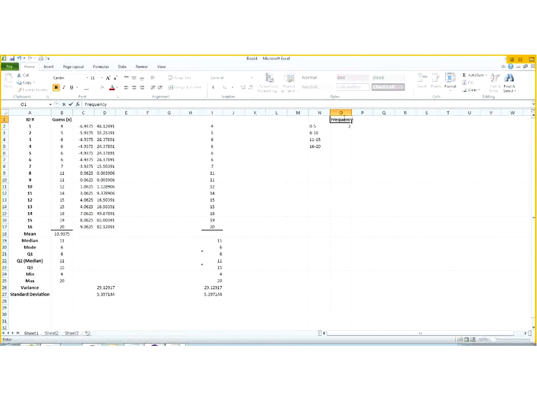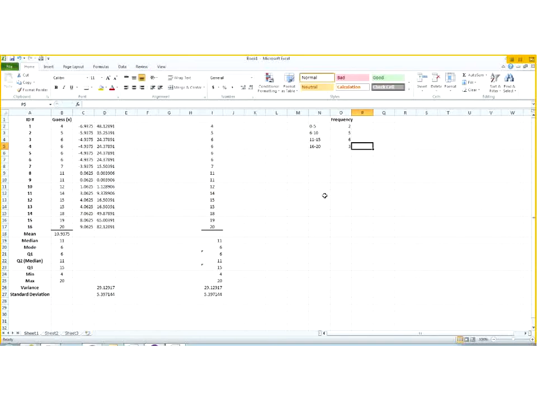in that number range. Then 6 through 10, I can see I've got 1, 2, 3, 4, 5 for counting. For 11 through 15, I'm going to go over to my guess number, and I'm just going to count 1, 2, 3, 4, 5, 6. And for my 16 through 20, I'm going to count 1, 2, 3. So I can actually count that.